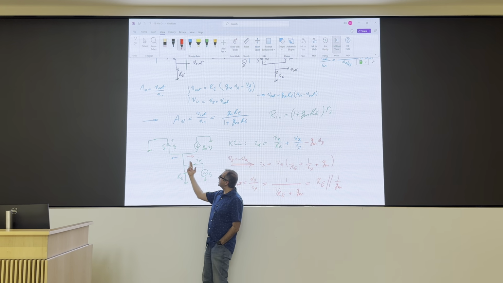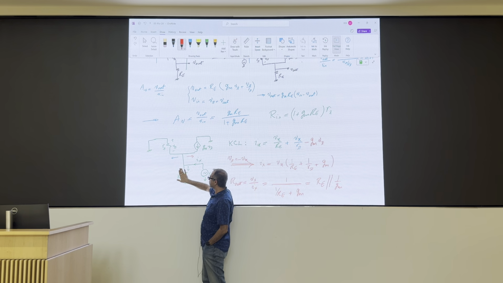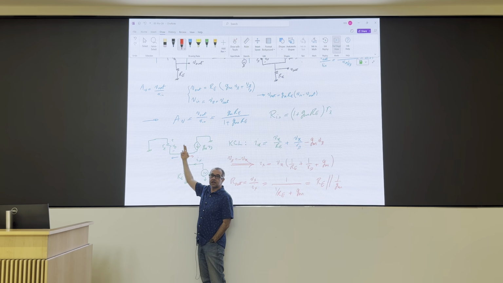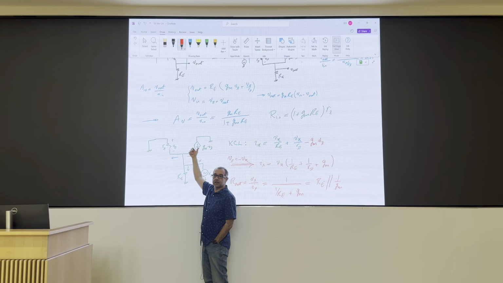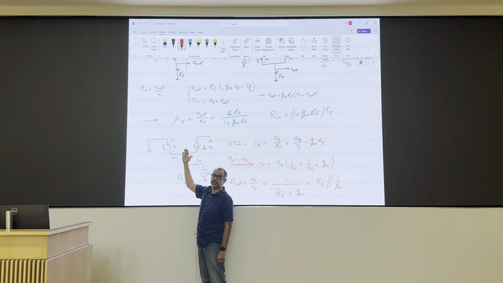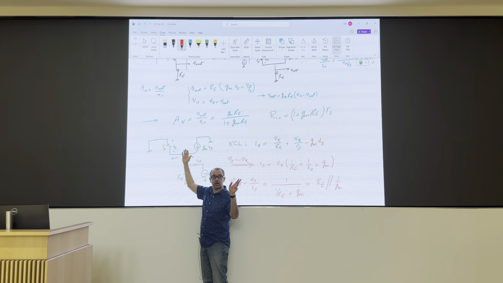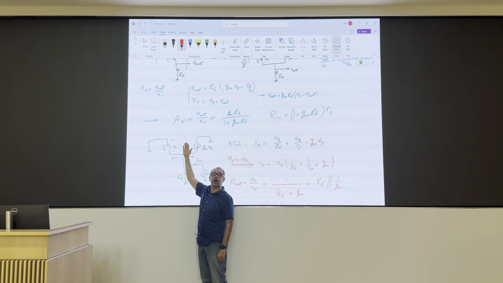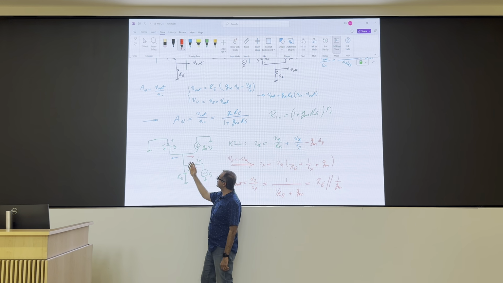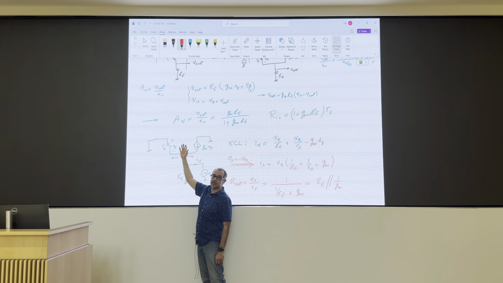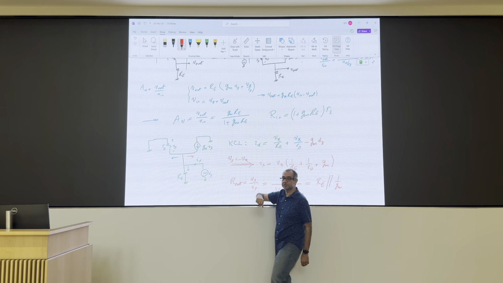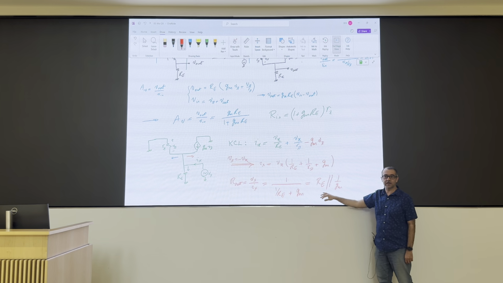Why? Because what is the input resistance when I look up the emitter? Forget about RE. When I look up the emitter, it's R pi in parallel with 1 over GM. So if you calculate the input resistance looking up the emitter, it's about 1 over GM. Ignore R pi. It's the input resistance when I look up the emitter in parallel with what I have down there. So that's another way I like to write it.